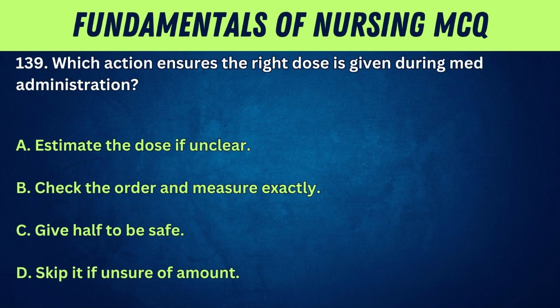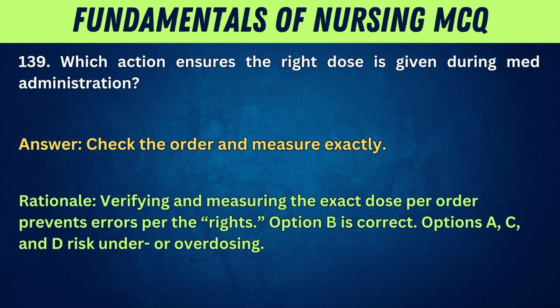139. Which action ensures the right dose is given during med administration? A. Estimate the dose if unclear. B. Check the order and measure exactly. C. Give half to be safe. D. Skip it if unsure of amount. Answer. Check the order and measure exactly.